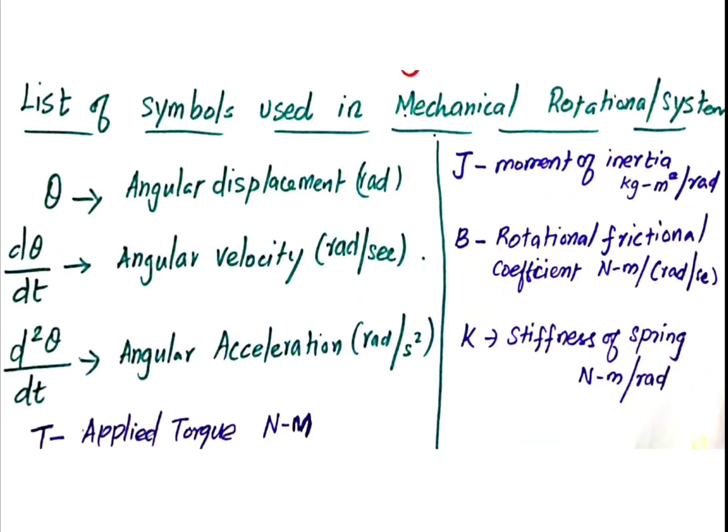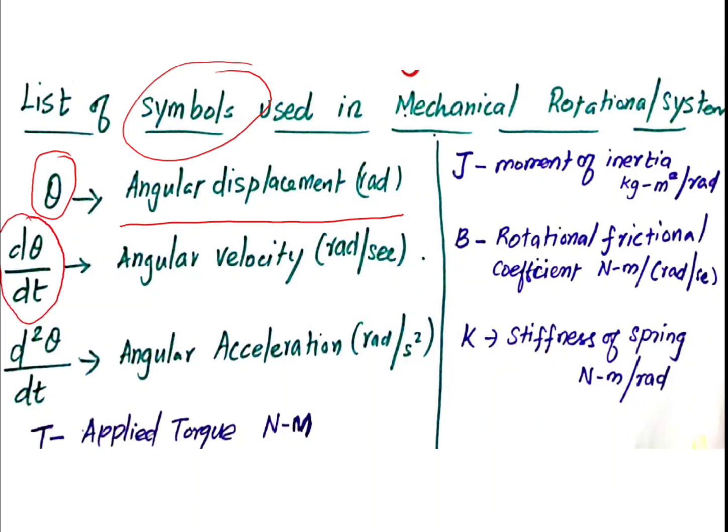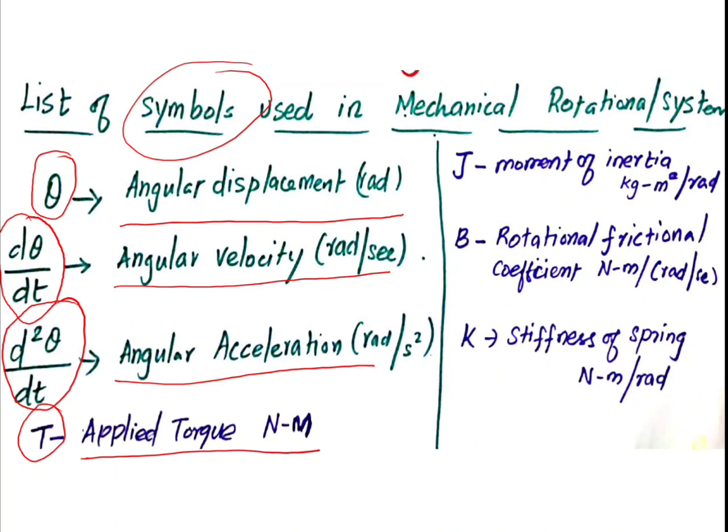Before that, we will discuss a list of symbols used in mechanical rotational systems. This is a rotational system, so we need to consider angular displacement in radian, represented as theta. The rate of change of angular displacement is called angular velocity, in radian per second. D square theta by dt square is angular acceleration, in radian per second square, and T is the applied torque, in Newton meter. J is represented as moment of inertia, and the unit is kilogram meter square.